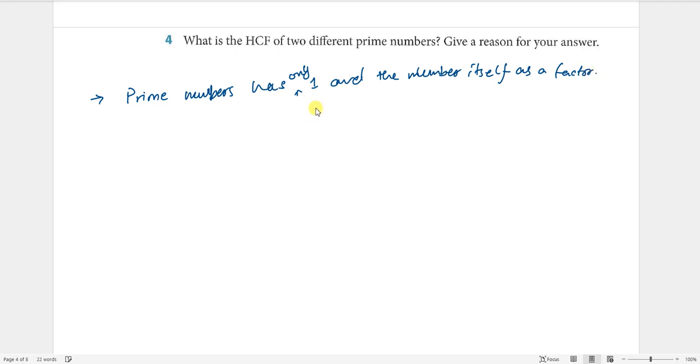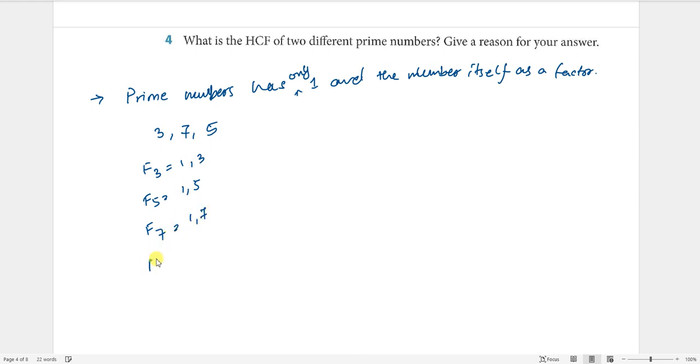Okay, so let's say 3 is a prime number, 7 is a prime number, 5 is a prime number. If we want to find out their factors, F3 is equal to 1 and 3, F5 is equal to 1 and 5, F7 is equal to 1 and 7.